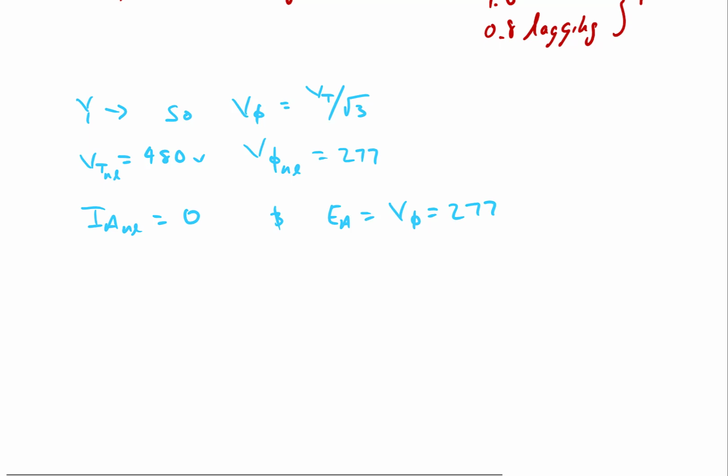Now the internally generated voltage EA, remember EA is equal to K phi omega. So this is only going to change when the field current changes. And in this problem, field current is adjusted initially so that we have 480 on the terminal at no load, and then we're not going to touch the field current for the rest of this problem. So the magnitude of EA is 277 and will not change in the problem.